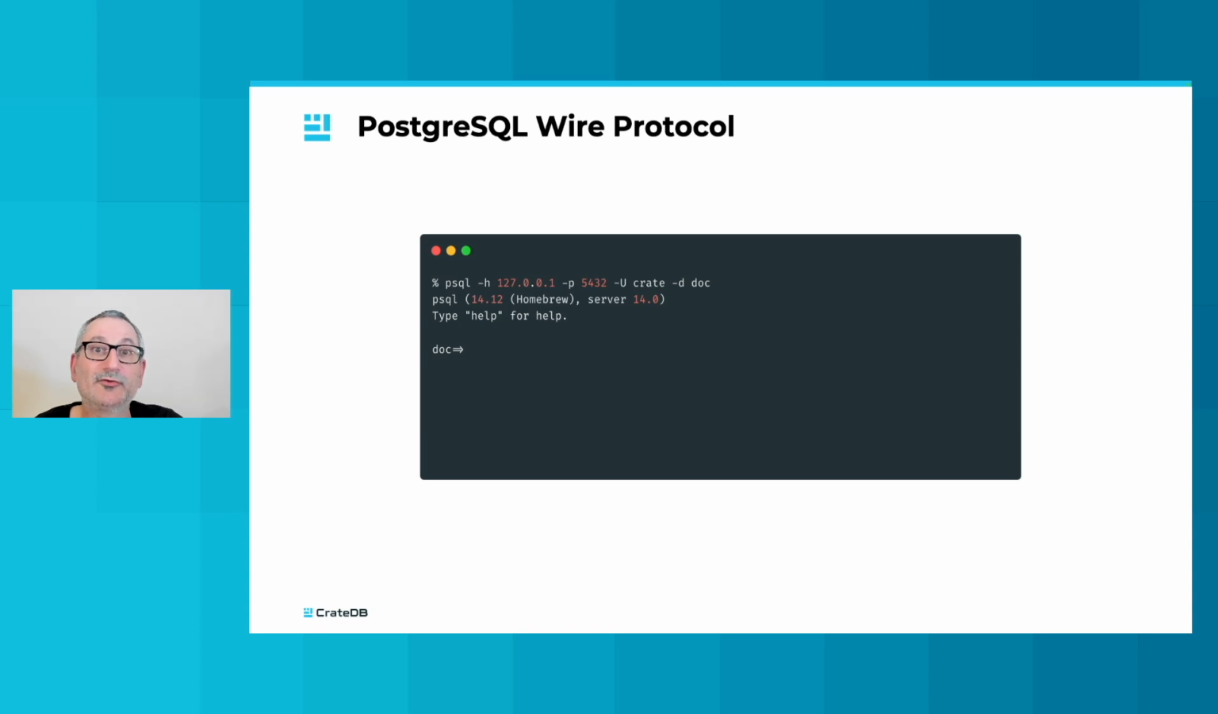Support for the Postgres wire protocol means you can use a variety of tools to connect to CrateDB. Here I've installed the Postgres psql command line tool, and I'm connecting to a local instance of CrateDB. I've specified the host and port that it's running on, as well as the user to connect as and the default schema to connect to.